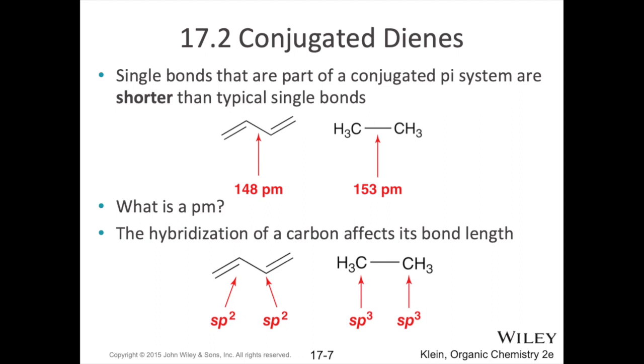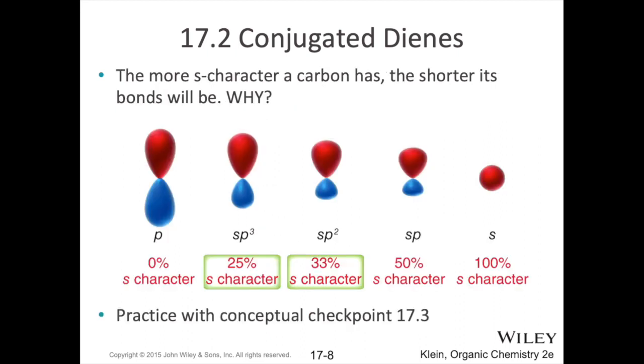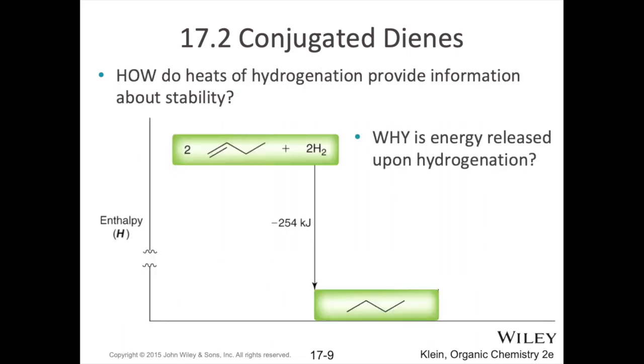Okay, those carbons are both sp2 hybridized, and that affects the orbital that's involved in the overlap forming that sigma bond. The smaller size of that orbital causes the bond length to be shorter as well. Okay, so you can see if we compare sp3 versus sp2 orbitals, an sp2 orbital has more s character than an sp3 hybrid orbital. Okay, and of course s orbitals are smaller than p orbitals.